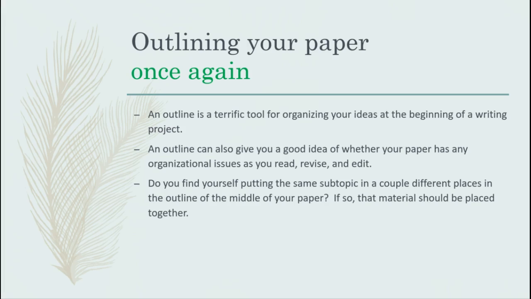So one way you can check for organizational issues is to outline your paper again. And so an outline can give you a good idea of whether your paper has any organizational issues as you read it, revise it, and edit it. Did you find yourself putting the same subtopic material in a couple different places in the paper and subsequently onto the outline? If so, that material should be moved and placed together.